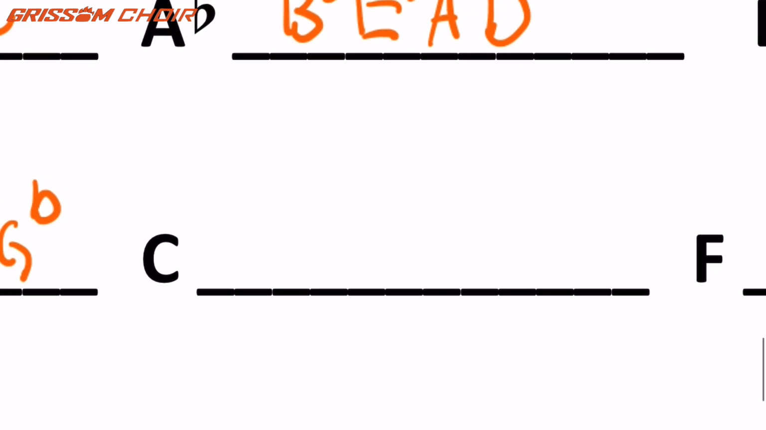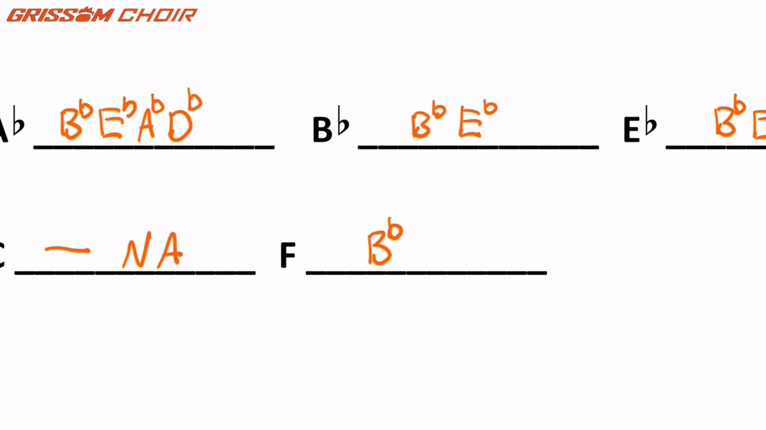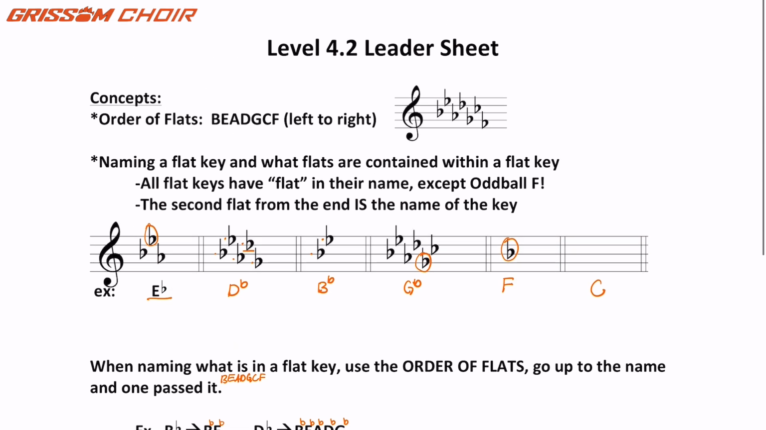C has no flats or sharps, so you can either leave it blank, draw a dash, or write NA. Any of those would be acceptable. And then we just have to remember that when we are in the key of F major, F has 1 flat, and it is B flat. That is everything that is on 4.2. You've got to make sure that you master 4.2 as well as 4.1 in order for you to have easy, good success going on through the rest of your time in music theory and Grissom Choir.